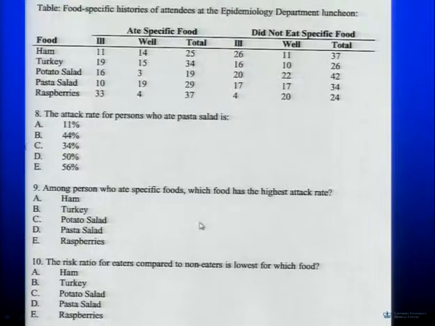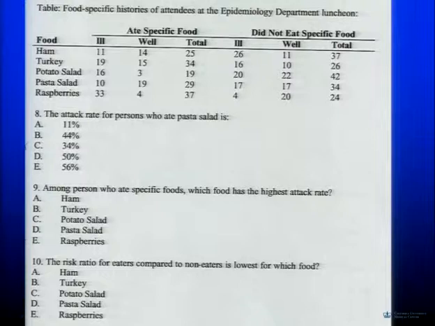So among the persons who ate specific foods, which food had the highest attack rate? How many say potato salad? How many say raspberries? So look, this is 33 out of 37. It's almost everyone, right? This is 16 out of 19. You're right, the math is a little close, but raspberries win. So raspberries. So all you would do, if I asked you which was the food that had the highest attack rate, you just calculate the attack rate for each of these and see which is the highest number.